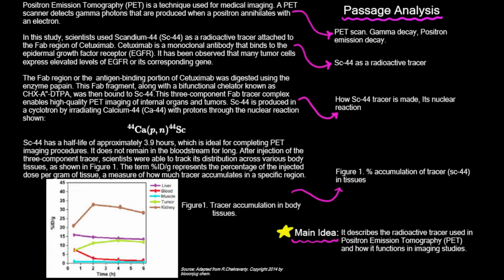The final paragraph says: scandium-44 has a half-life of approximately 3.9 hours, which is ideal for PET imaging procedures. It does not remain in the bloodstream for long. After injection of the three-component tracer, scientists were able to track its distribution across various body tissues, as shown in Figure 1. The term percent ID per gram represents the percentage of the injected dose per gram of tissue, which is a measure of how much tracer accumulates in a specific region.